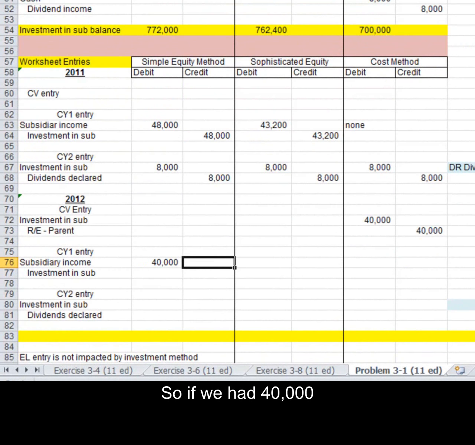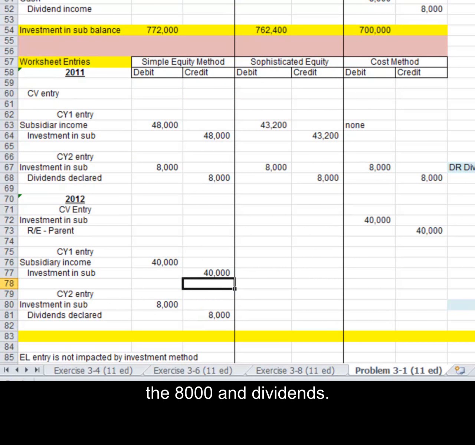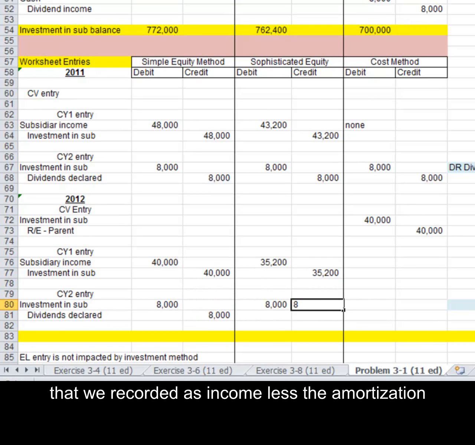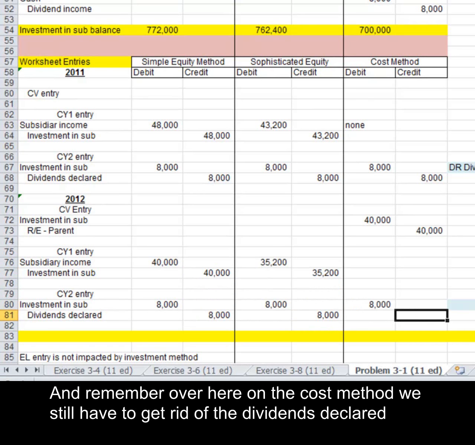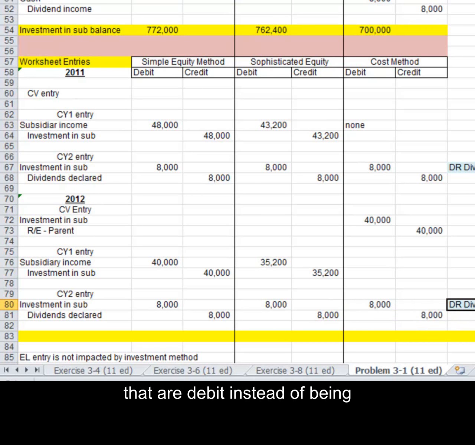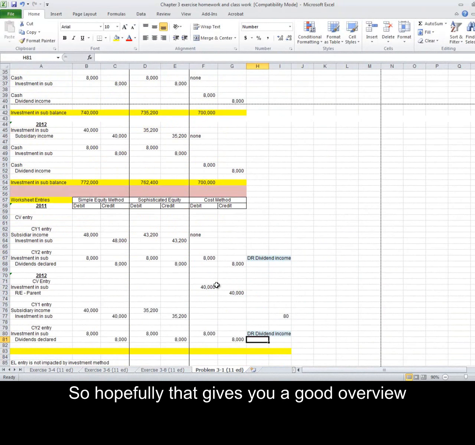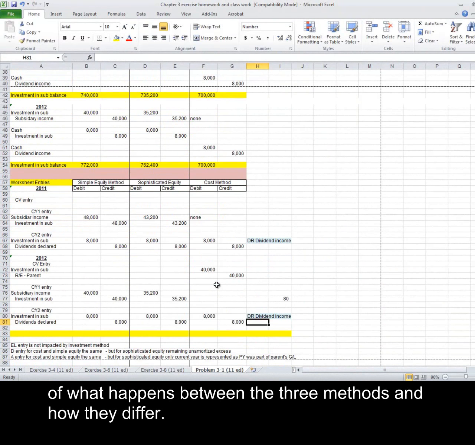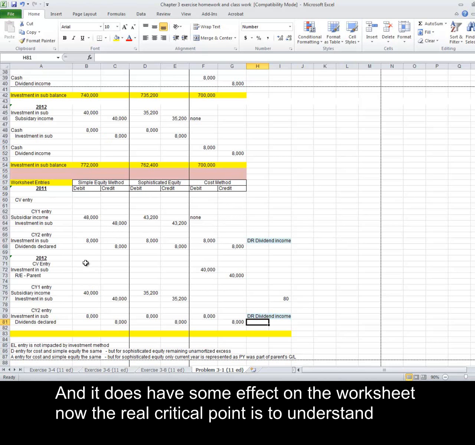So if we had 40,000, we now eliminate that and we eliminate the 8,000 in dividends. Under sophisticated equity, we're going to eliminate the 35,200 that we recorded as income less the amortization and reverse out the dividends. And remember, over here on the cost method, we still have to get rid of the dividends declared on the subsidiary, but our debit, instead of being the investment account, becomes dividend income. So hopefully that gives you a good overview of what happens between the three methods and how they differ. Pretty similar, minor differences, and it does have some effect on the worksheet.